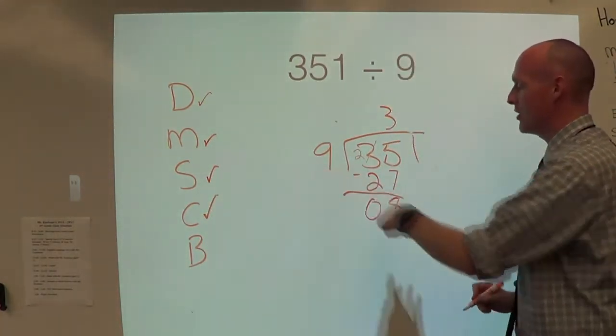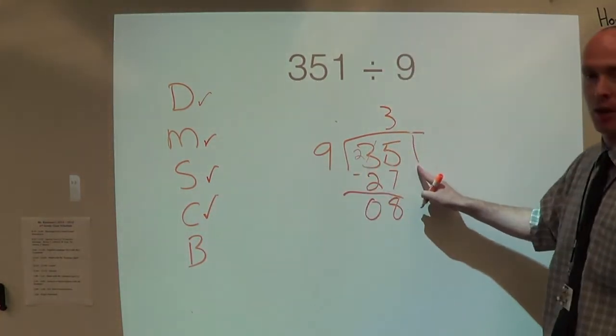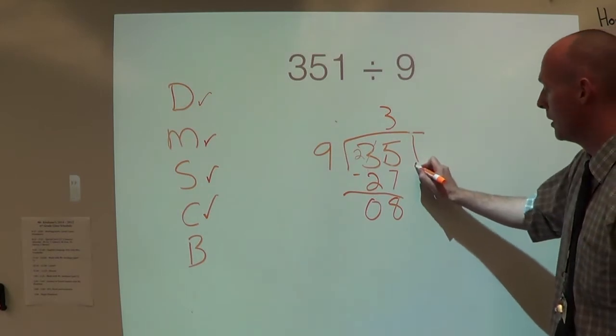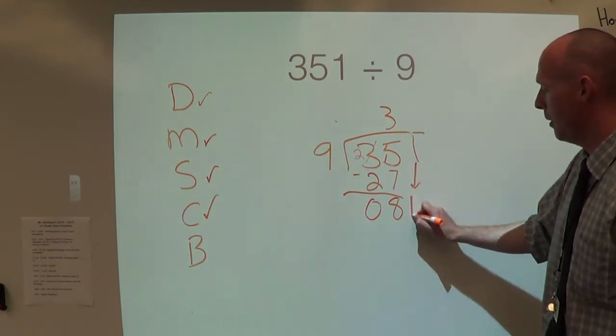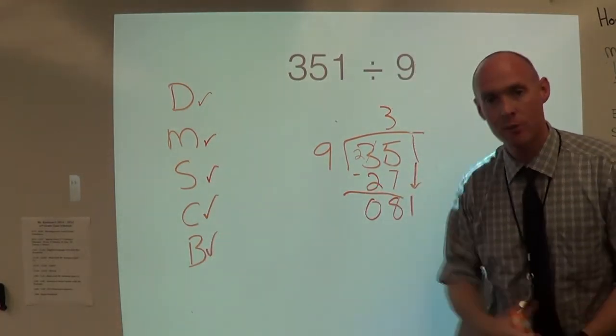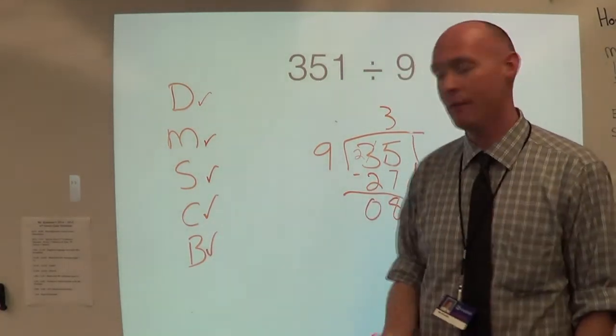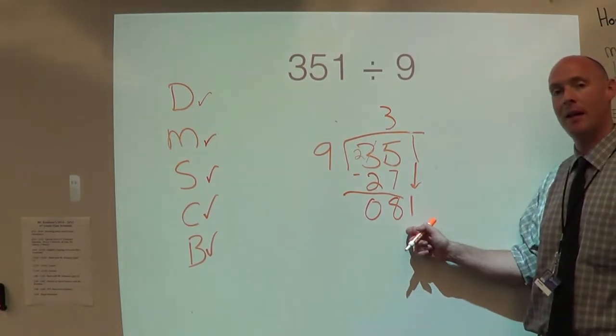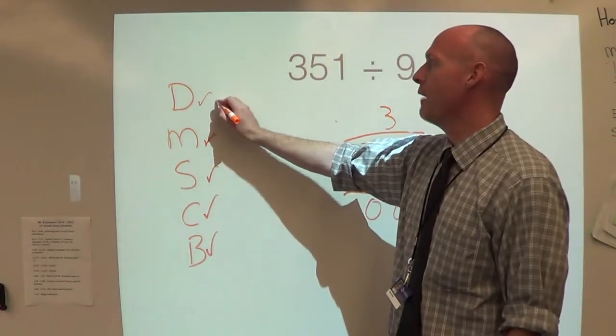Okay, next step is bring down. Do I have another number to bring down? I do. It's a 1. So I bring that down. Perfect. So we've gone through all of our steps, but we still have a pretty large remainder. So let's see if we can divide again.